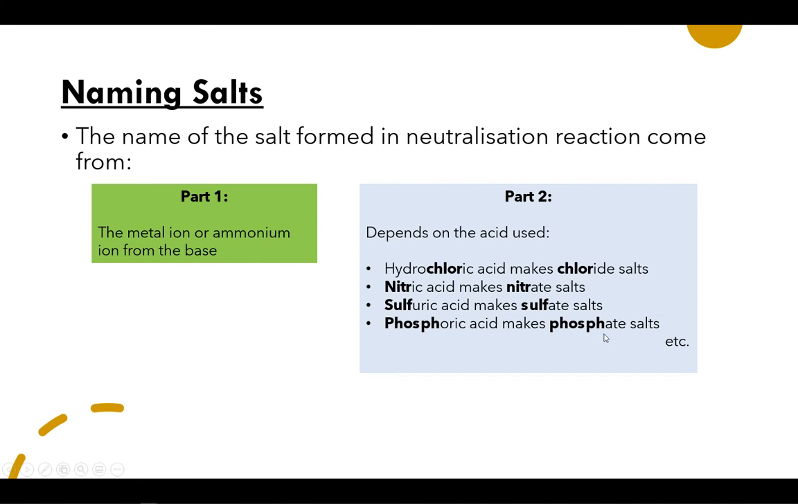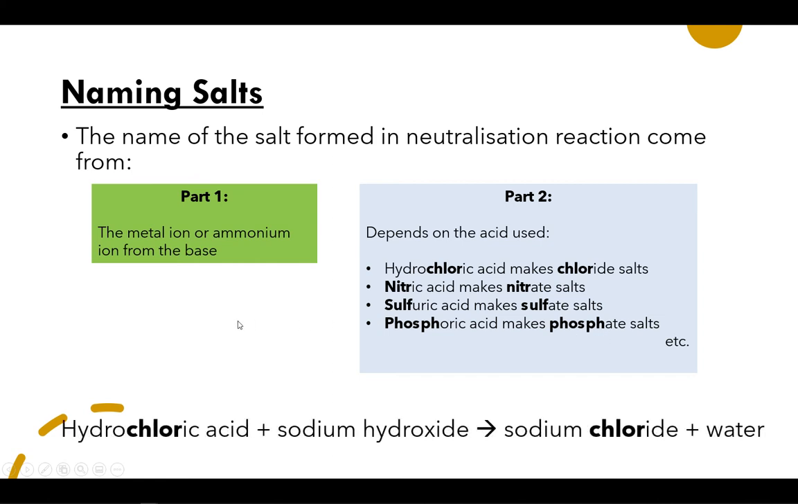So if you look at an example like the one we looked at before, if you've got hydrochloric acid reacting with sodium hydroxide, you should recognize the sodium hydroxide is the base. So we're looking for the name of the metal ion or ammonium ion. Well, here's the metal ion here, sodium. So that's the first part of the name of the salt. And then because we've used hydrochloric acid, the second part of the name of the salt is going to be chloride. So the salt in this case would be sodium chloride. And then don't forget you've got water produced as well.